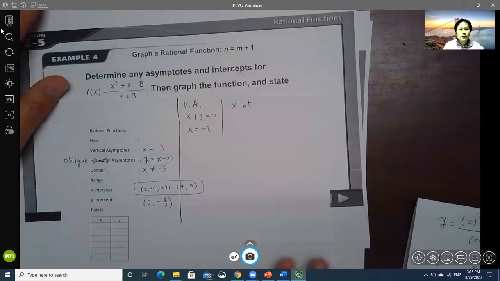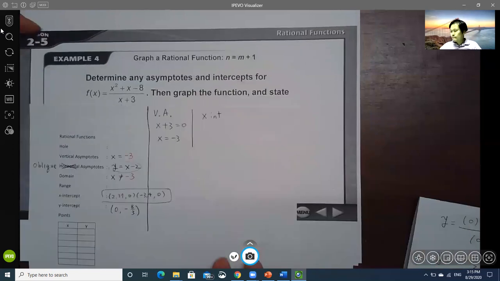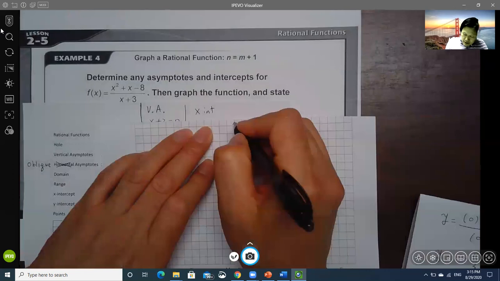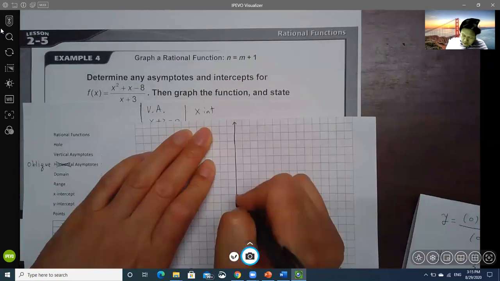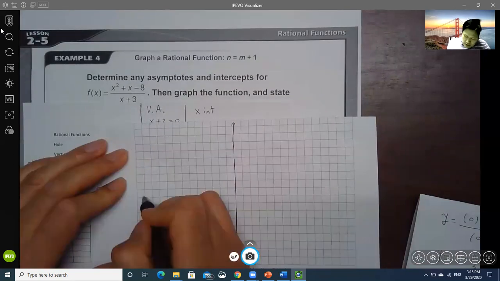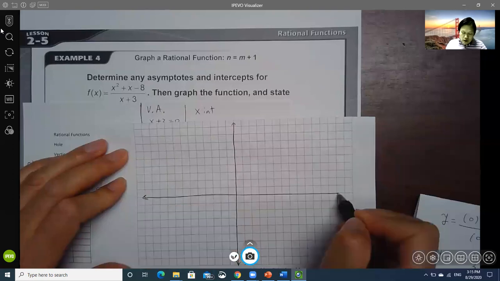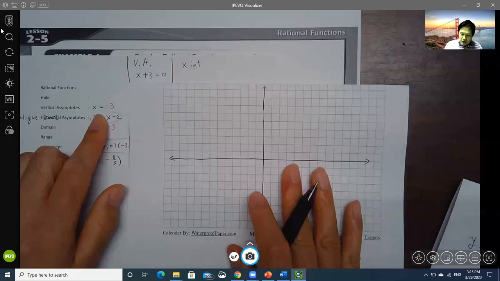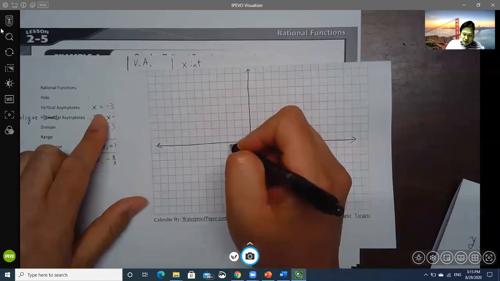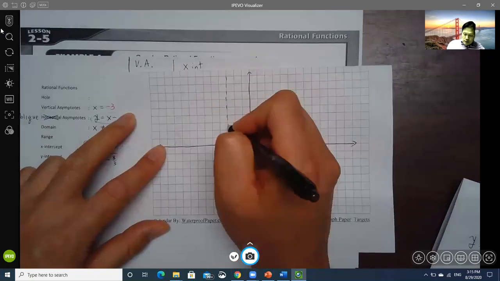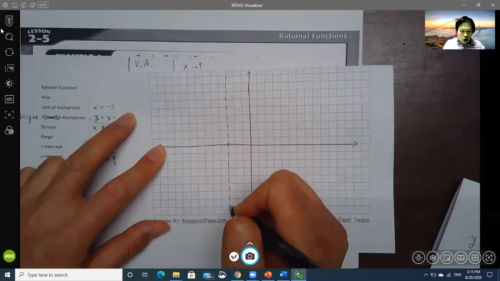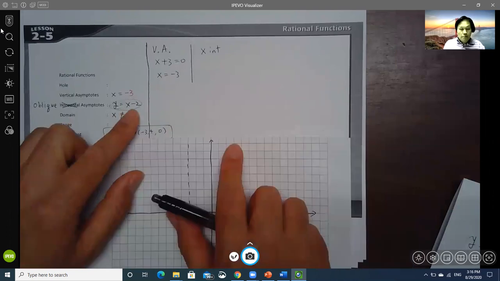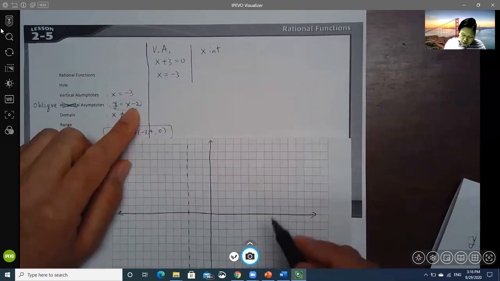Okay, I think we are ready to graph. So the y-axis, the x-axis. Put the vertical asymptote. We got vertical asymptote x equal to minus 3, so put a dashed line. You have to plot the oblique asymptote, the slant asymptote. Minus 2 is the y-intercept, right here.